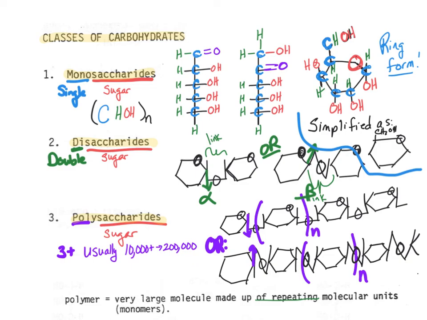Sometimes there are branches, and we're going to talk about how you can see if there's a branch or not. And we're going to talk about how you can count to find the location of where those links are. So again, next we're going to talk about each of the classes of carbohydrates individually.